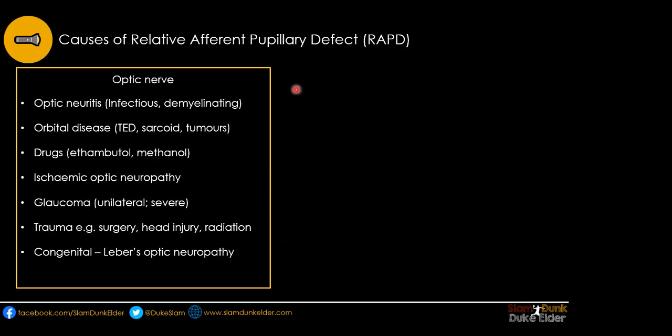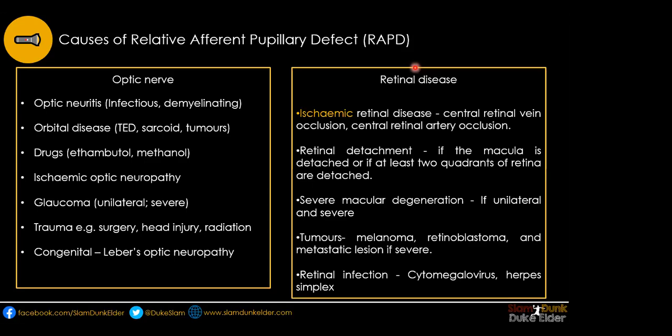So you can also think about it in terms of retinal disease. Now, if it's going to be a retinal cause, usually it has to be very severe and it has to be asymmetrical as well. So ischemic retinal disease. Now, I highlighted ischemic in yellow because there's this idea that there's ischemic retinal disease and non-ischemic retinal disease. The non-ischemic is relatively benign. It's not going to cause severe loss of eyesight. You might get some cystoid macular edema and maybe a central scotoma, but that's it.